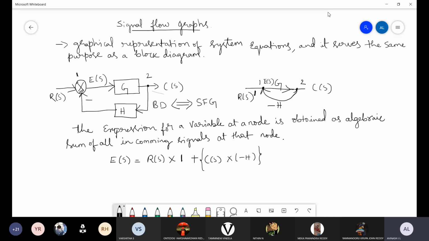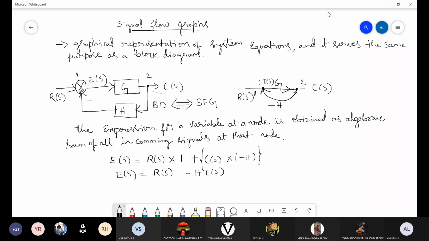And here, G is going outside. We are not supposed to take it. Why? Because as a graph, we must take only the incoming signals at the node. We are not supposed to take the outgoing signals from the node. So this is the equation for E of S. R of S into 1 is R of S, and plus into minus is minus H into C of S. So when you compare this equation with the block diagram, you will get the same thing, correct? Yes or no?